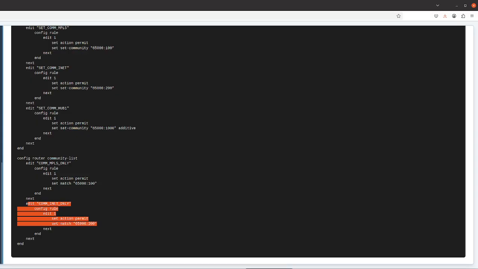The application of these route maps happens on the neighbor statement using the set route-map-in command. Applying set_COMM_MPLS inbound on all MPLS overlay BGP neighbors ensures every prefix learned from those neighbors receives the MPLS community tag before it enters the BGP table. This preserves the provenance of the route through subsequent hops.